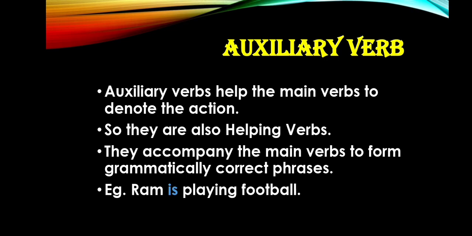Auxiliary verbs accompany the main verbs to form grammatically correct phrases. See, for example, Ram is playing football. In this simple example, is is an auxiliary verb while play is the main verb. This auxiliary verb helps the main verb play to denote the action, and it gives us the grammatically correct phrase is playing. So, auxiliary verb plus main verb are essential in grammar.